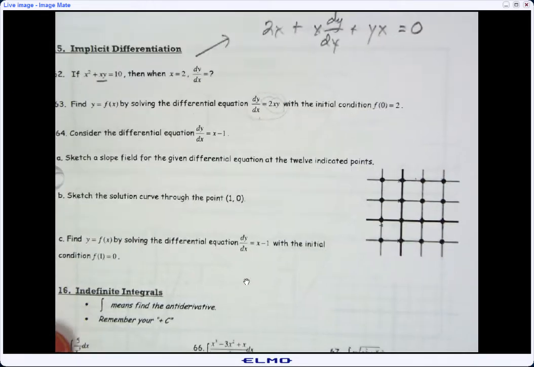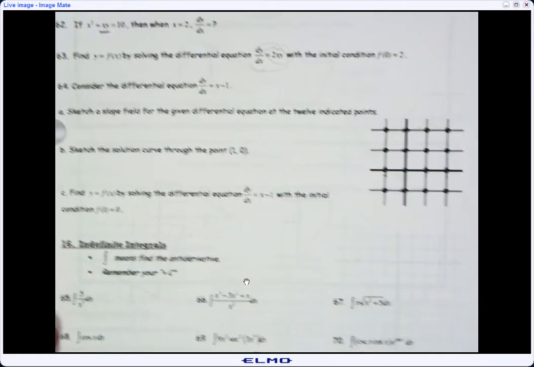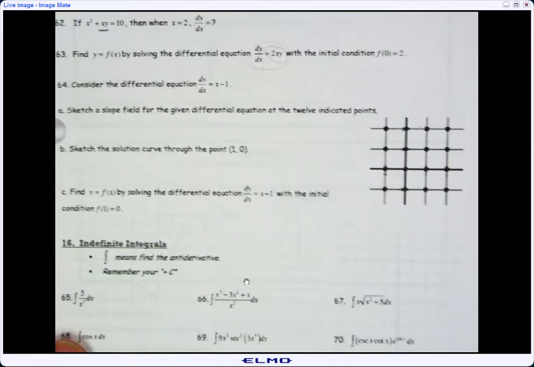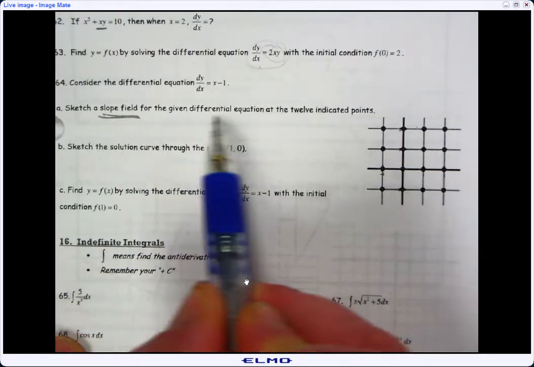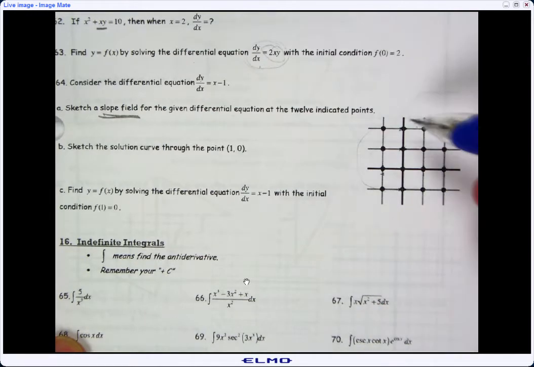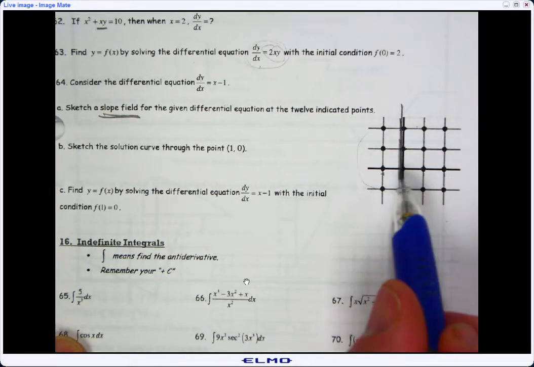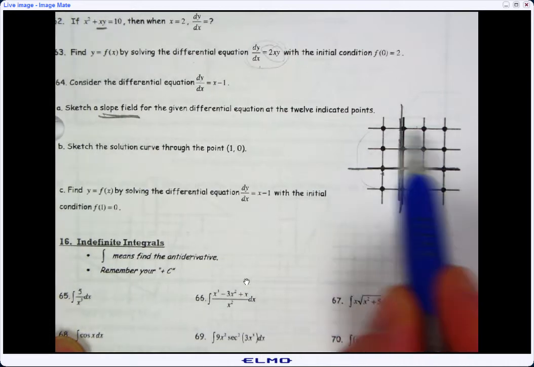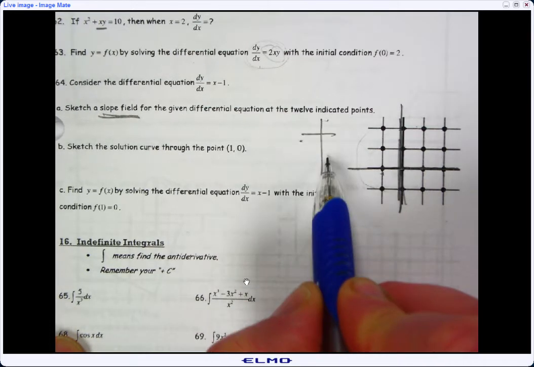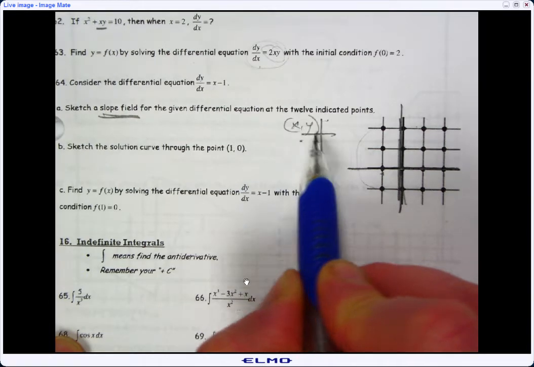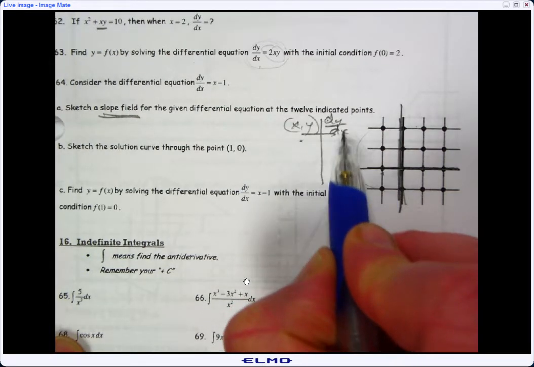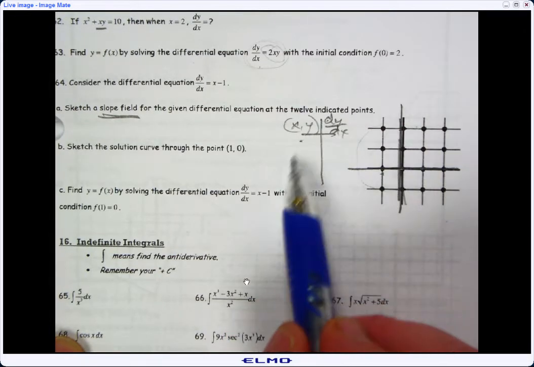Differential equations then often lead to slope fields. So it says sketch a slope field for the given differential equation on the 12 indicated points. I think that's the x and y axis there. You'd just make a table of points, and instead of an x only value, you put an xy there, and then all we need are the slopes. And so you go through and plug in your points, and you look for patterns.